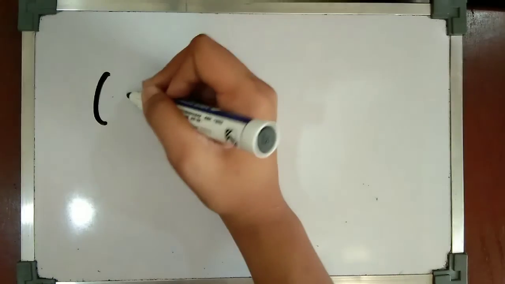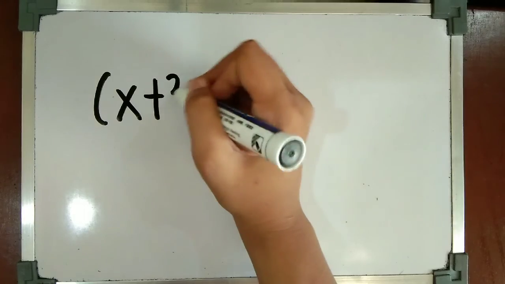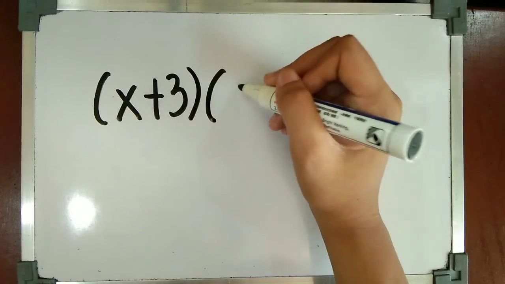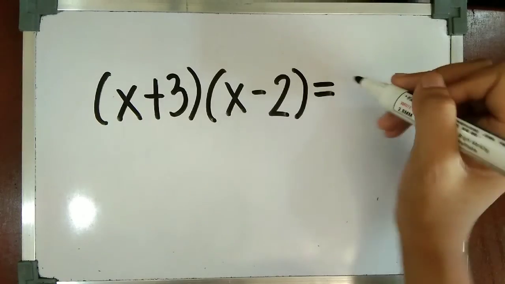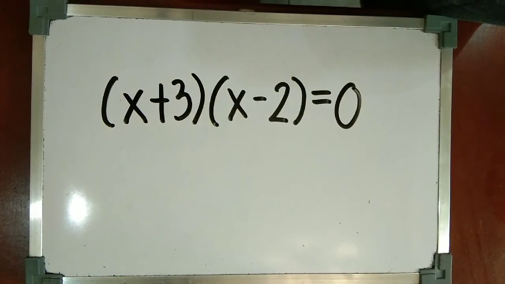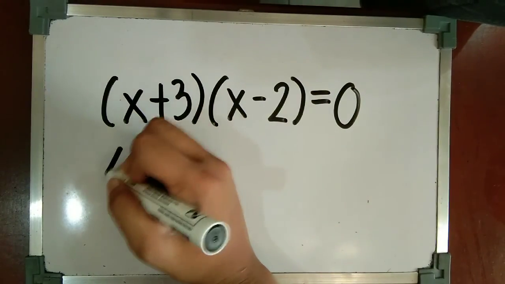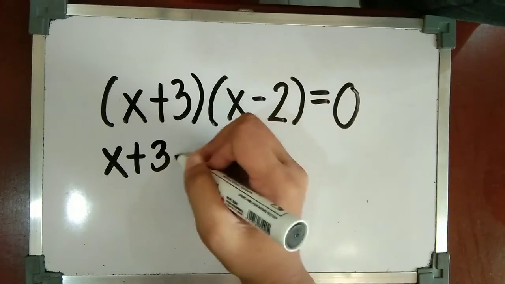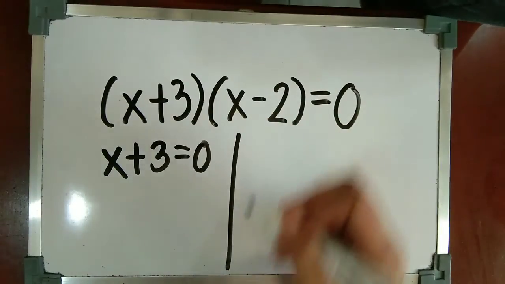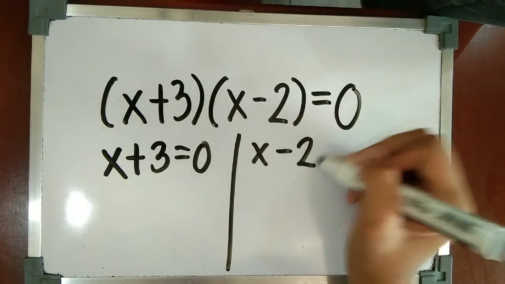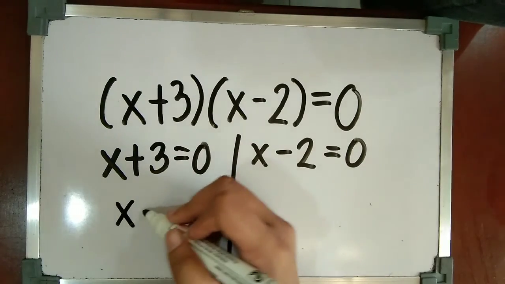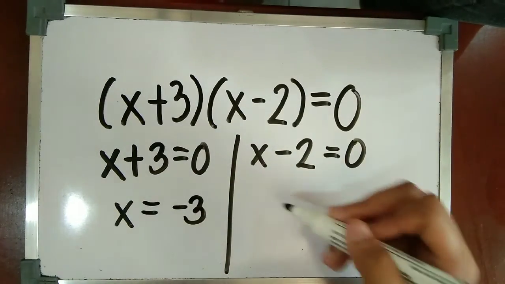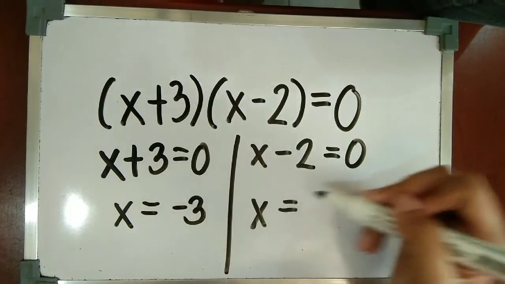For the denominator, equate it to 0. x plus 3 times the quantity of x minus 2 equals 0. So x plus 3 is equal to 0, and x minus 2 is equal to 0. x is equal to negative 3 and x is equal to 2.